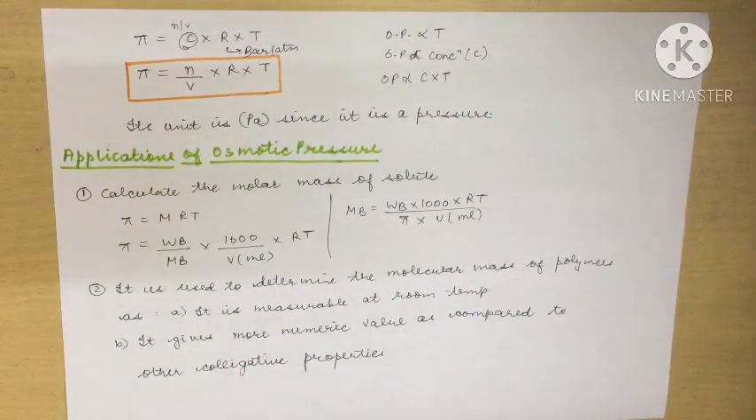In the next class we are going to study the Van 't Hoff factor, what it is and what its role is in the colligative properties. Basically it is for ionic compounds which get associated or dissociated, and we are also going to understand the concept of abnormal molar mass.